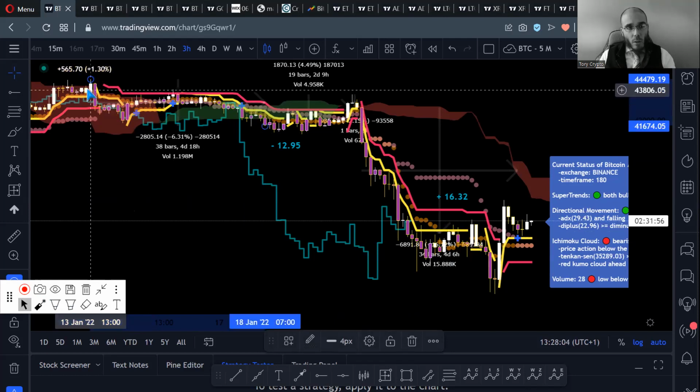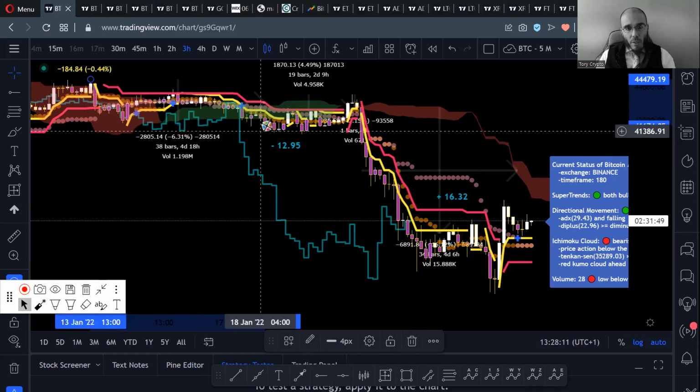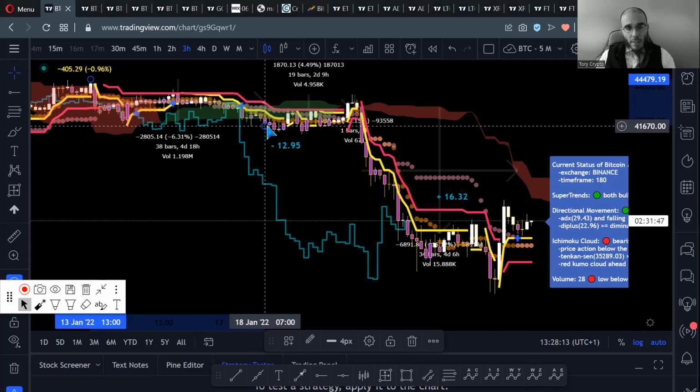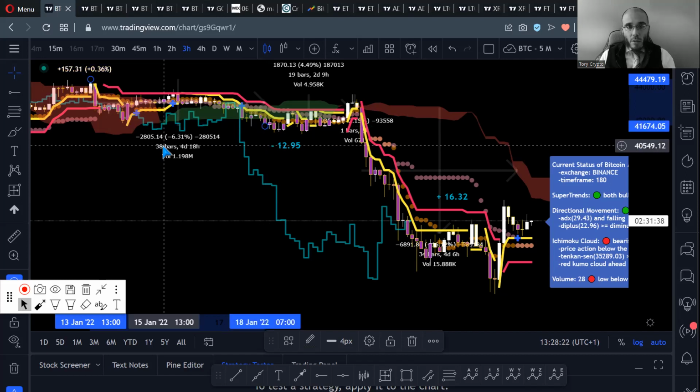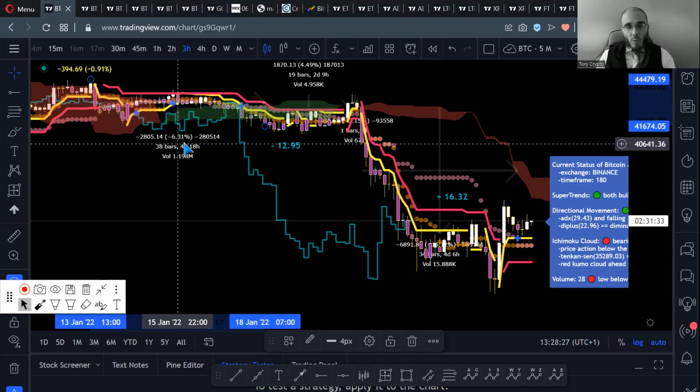You enter here because you're above the cloud, and that would have been a signal to go long. And you exit here because you're under the cloud, and since you have a close below the cloud, it's now bearish, so that's your signal to exit. If you would have done that, since that trade did not work out, you would have lost 6.31%.